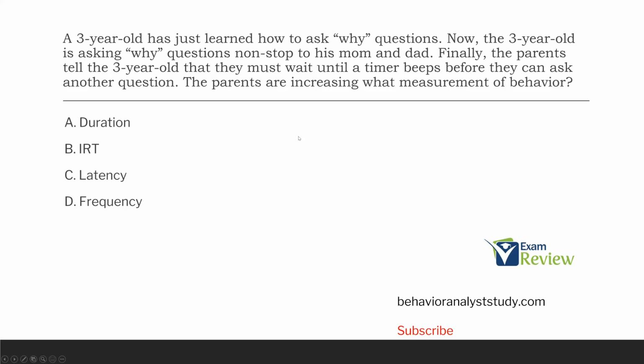If you deal with little kids who are verbal, you probably know this feeling. Constant asking of questions. Parents, not enough, right? It's nonstop. So, what they've done is they've implemented this timer system where the 3-year-old has to wait till the timer beeps before they can ask another question. So, the parents aren't getting rid of the behavior, they're just changing how often it's occurring, essentially. Okay. So, the parents are increasing what measurement of behavior?